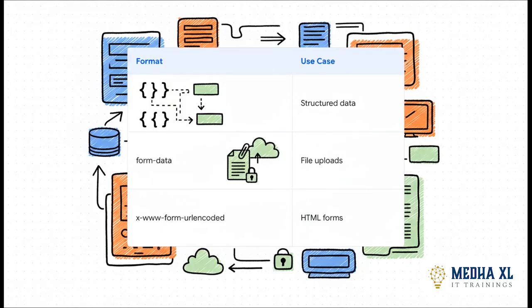You might see form data used for uploading files, or x-www-form-urlencoded for simple web forms. But for most modern APIs, and for what we're doing, you'll almost always be using raw to send structured data, usually as JSON. So that's our focus today.